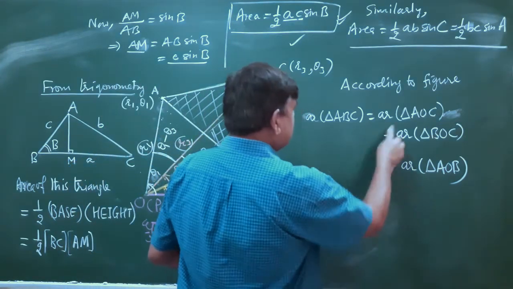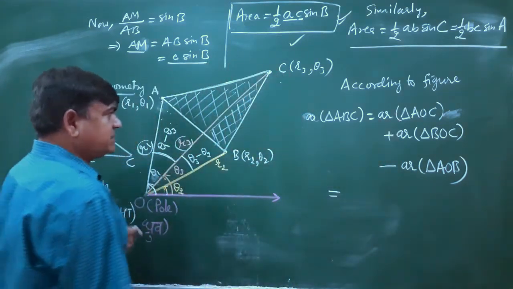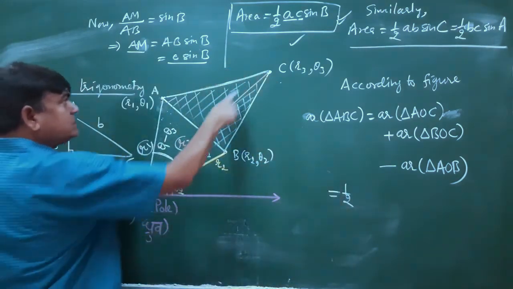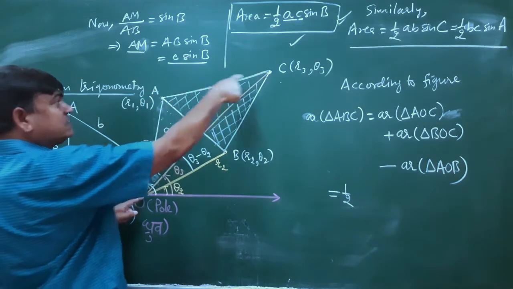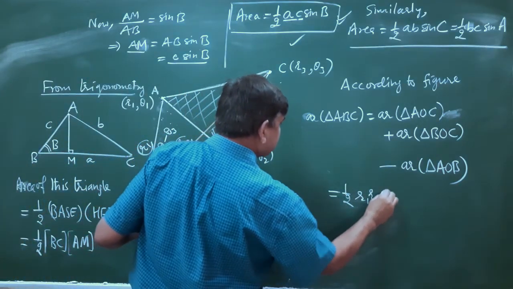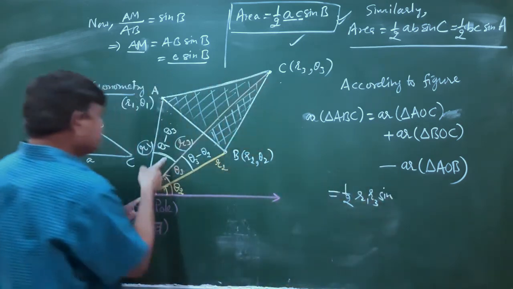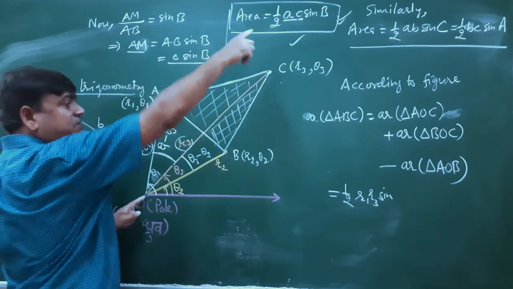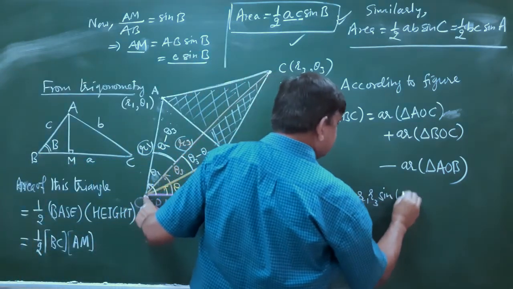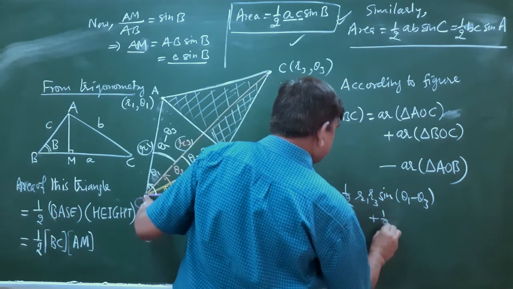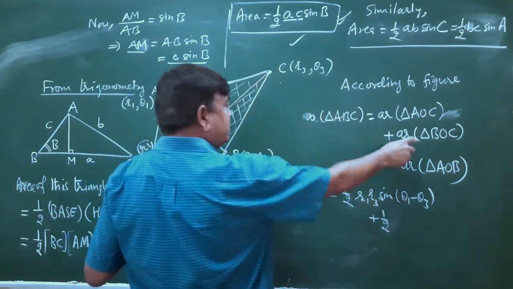Equals, now the area of triangle AOC is 1 by 2 AOC. So this side is R1, this side is R3, so it is R1 into R3, sine of the angle between these two, theta 1 minus theta 3. Keep this formula in mind, then apply it. Sine theta 1 minus theta 3, plus 1 by 2 area of triangle BOC.